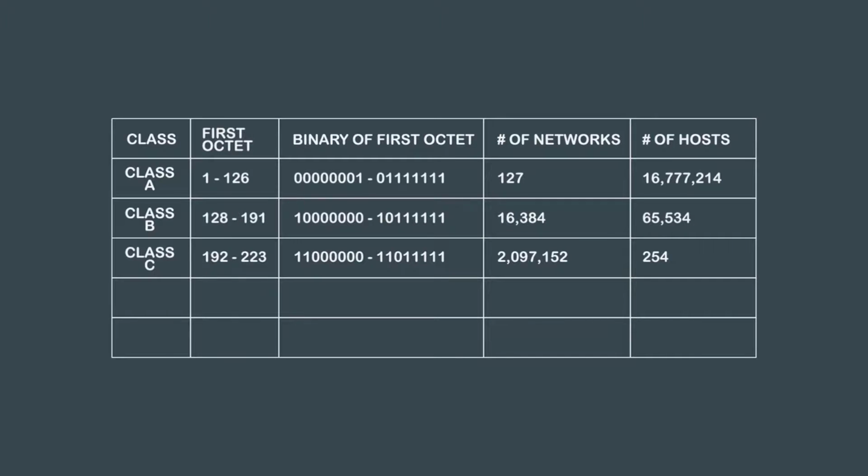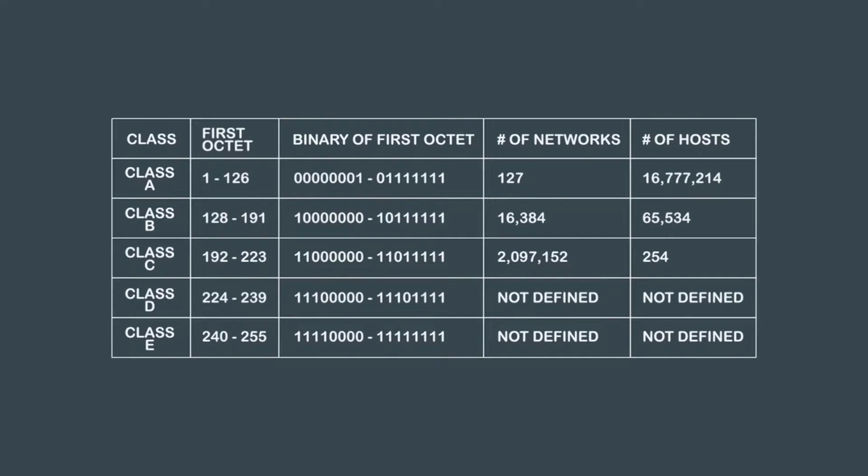A Class C network has a range of 192.0.0.0 to 223.255.255.255, with 2,097,152 networks and 254 hosts in each of the 2 million networks. A Class D network is used for multicasting, which we'll discuss later when we talk about routing protocols, and a Class E network is used for research and future use.